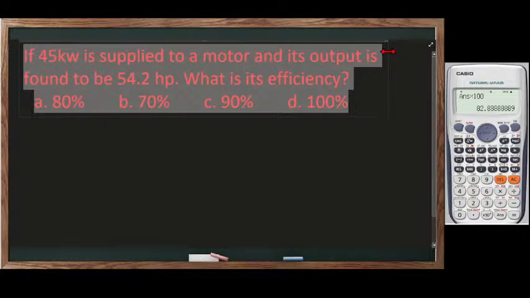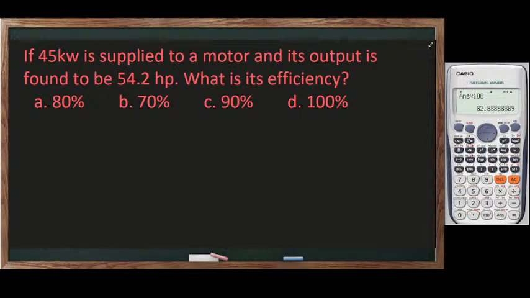Next, kilowatt is supplied to a motor and its output is found to be 54, 90 or 100%. Okay, so ito problem solving. So you have 2 minutes to answer.